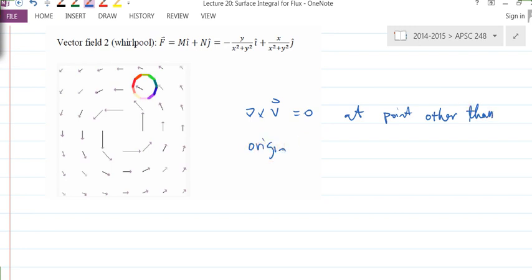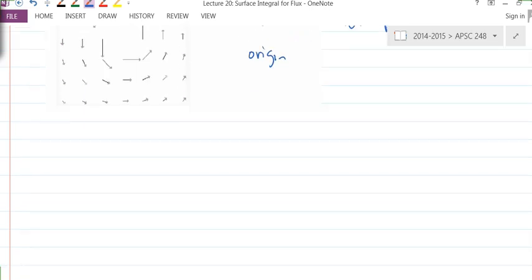The other topic that we went over is Green's theorem. In Green's theorem, I'll write down the formula again. So the formula is this.